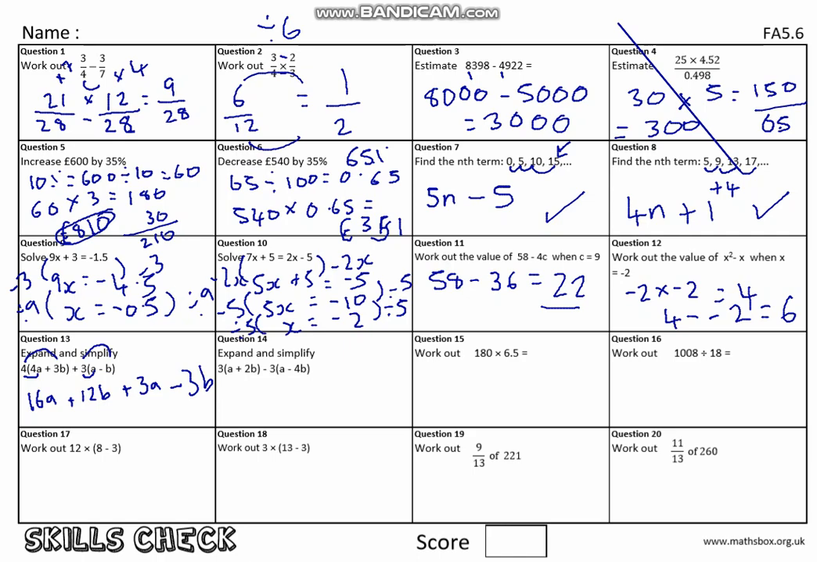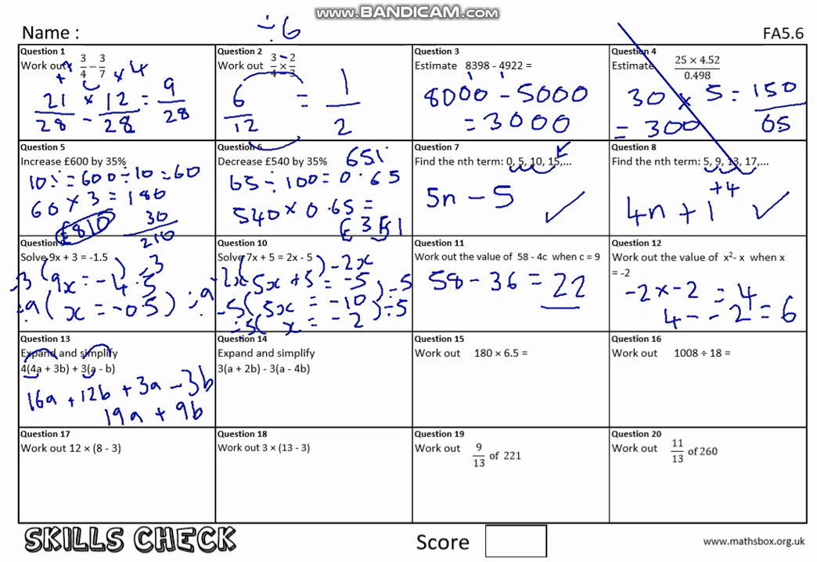Then we just need to simplify it, okay? So we've got 16a plus 3a. That equals 19a. Then we've got 12b minus 3b equals still positive, positive 9b. Okay, so we should have 19a plus 9b.